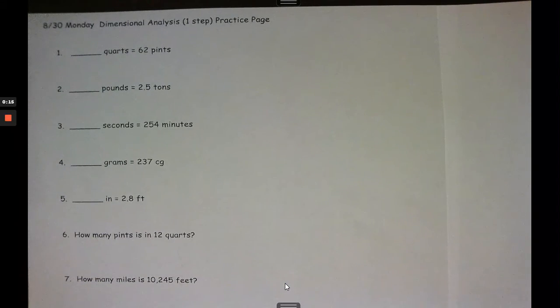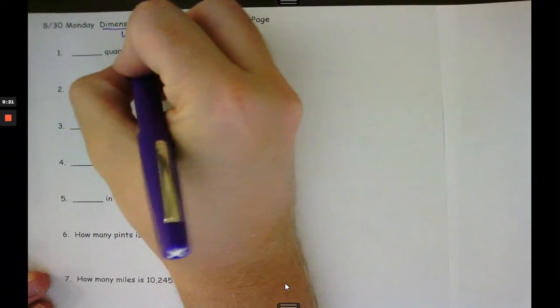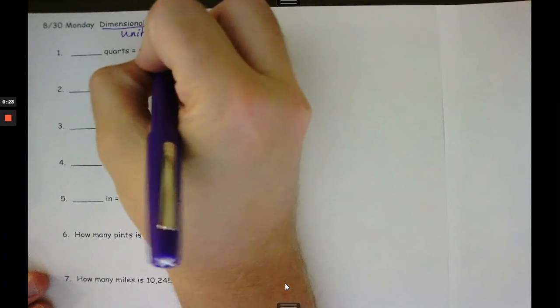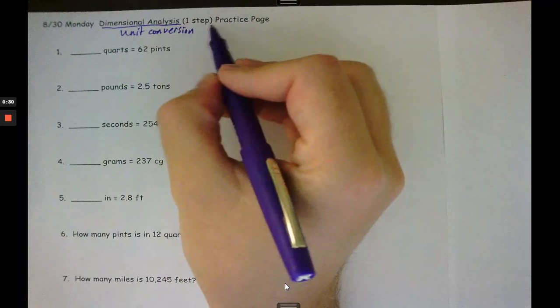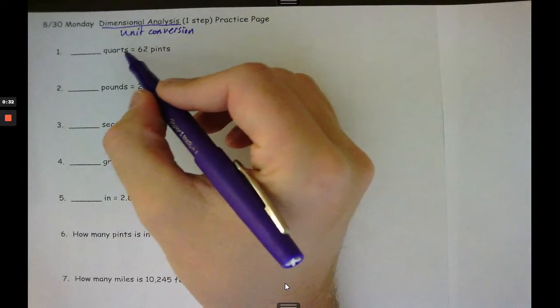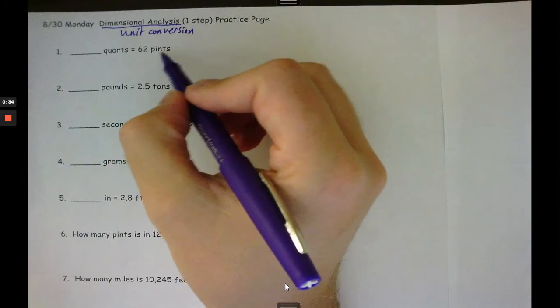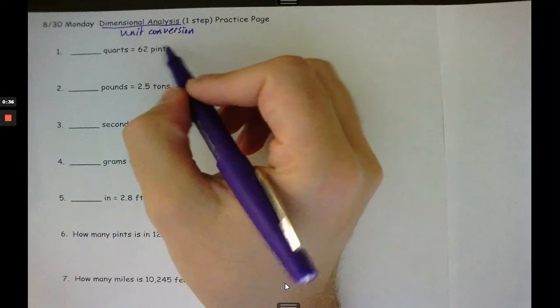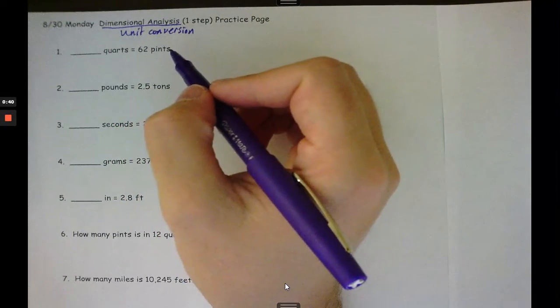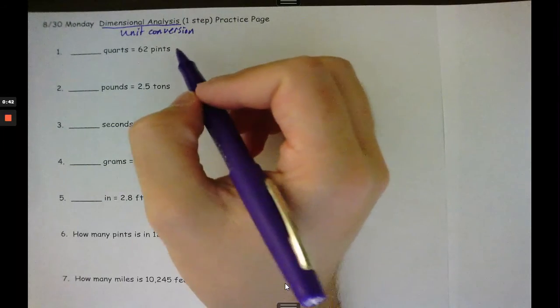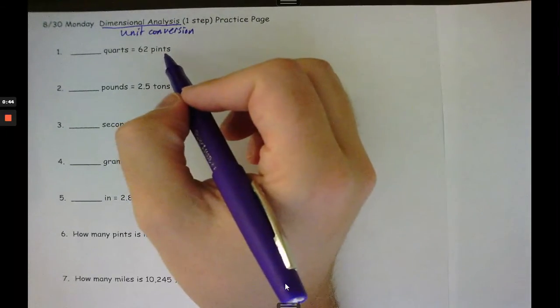Alright, so we were talking about dimensional analysis, which another way that you could say that, if you're thinking about what that means, really we're talking about unit conversion, changing from one type of unit to another. Today we're only going to do one step, and what we mean by one step is we're going to go from one unit to another unit. So we're going from pints to quarts. We don't have any things like miles per hour, which would be two steps, two types of units. So we're only dealing with one type of unit in these problems.